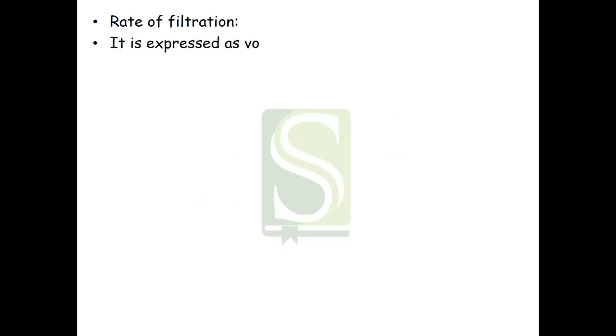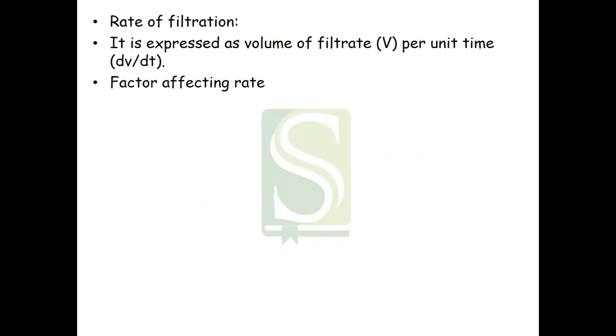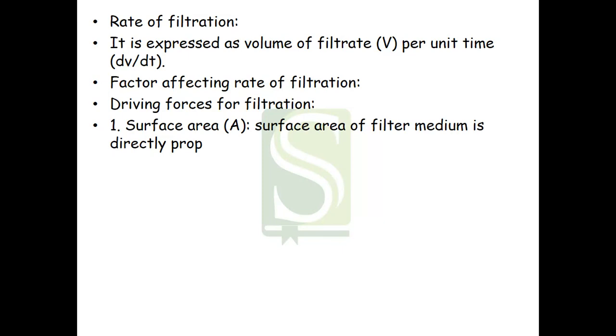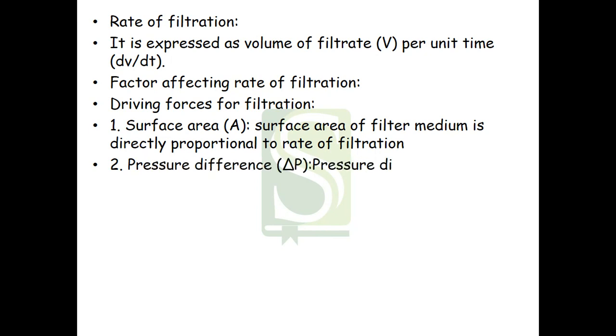The rate of filtration is expressed as volume of the filtrate per unit time, that is dV by dt. The factors affecting the rate of filtration are, first, the driving force for filtration. The first factor is the surface area. The surface area of the filter medium is directly proportional to the rate of filtration. That means if the surface area is greater, the rate of filtration will be greater.